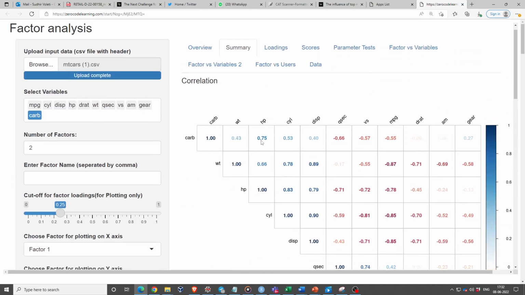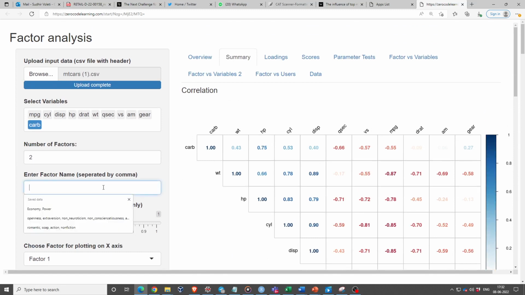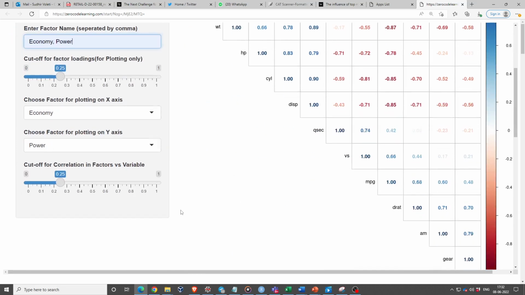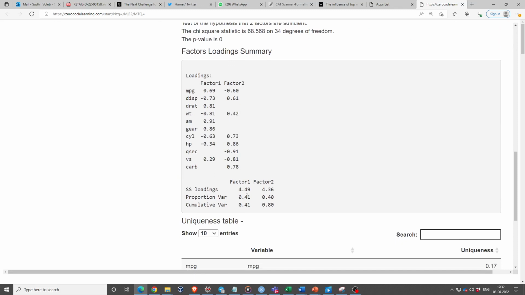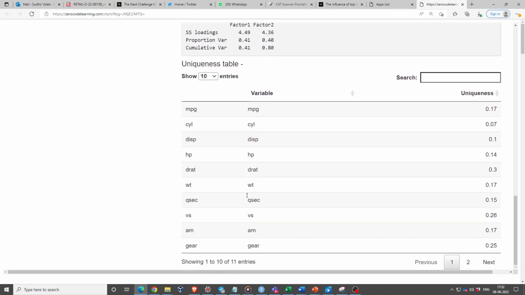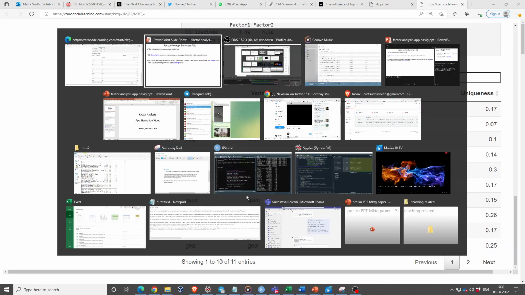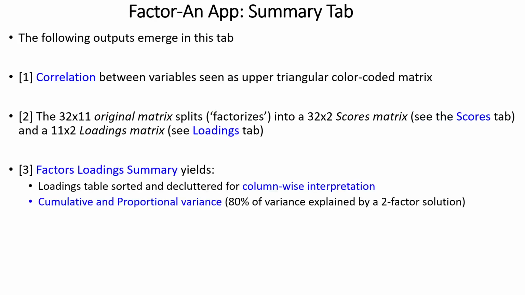So you can go here and write that name down. Economy and power. It is a good idea to name the factors. You can't have a space in between, but you can have an underscore or something and write the names of the factors. All right, uniqueness table. Let's get there first and then I will show you.